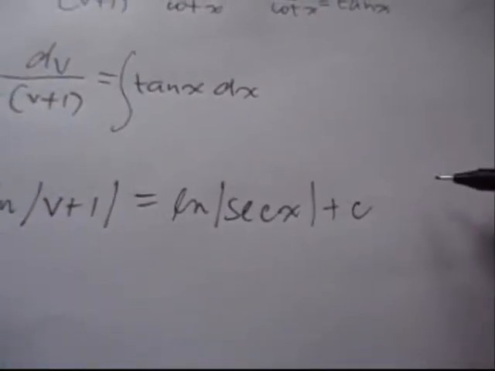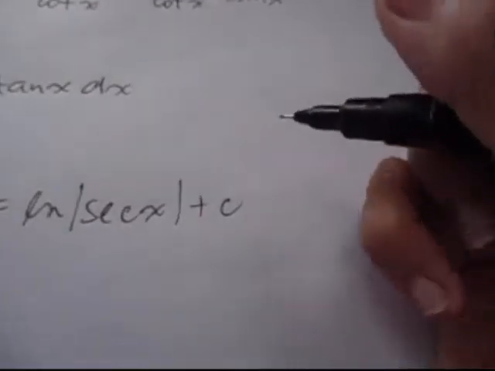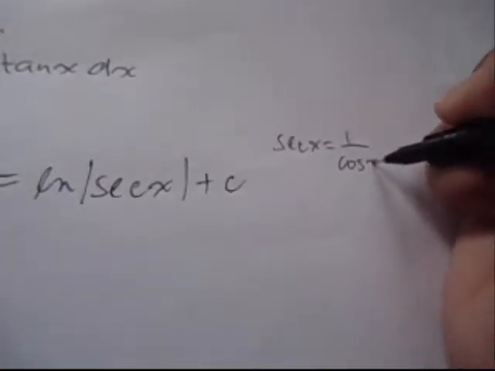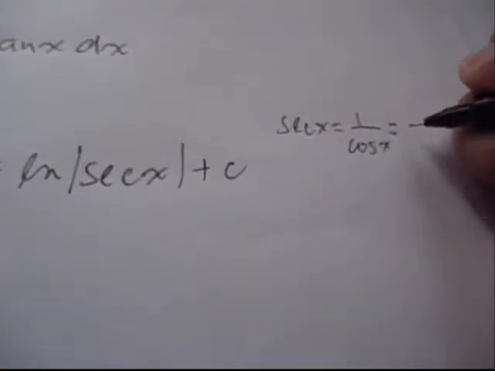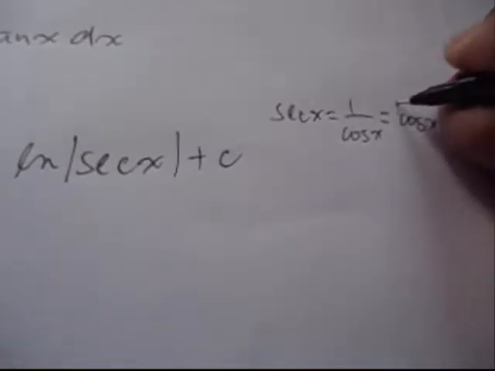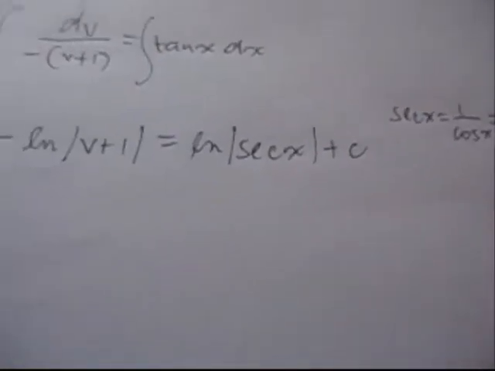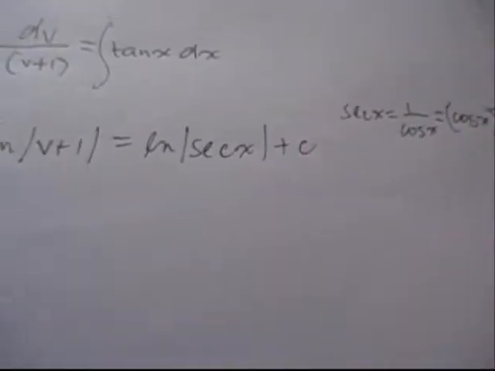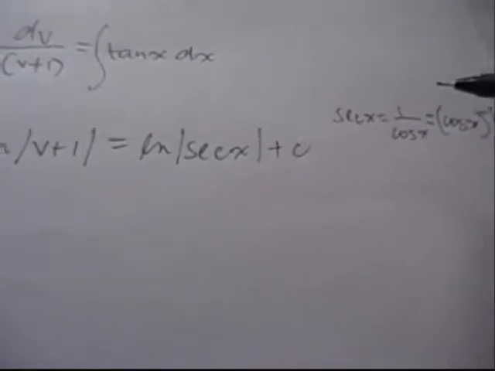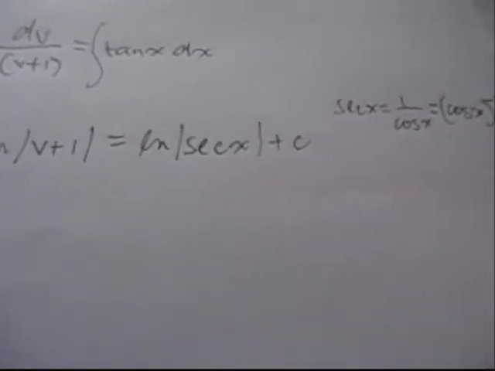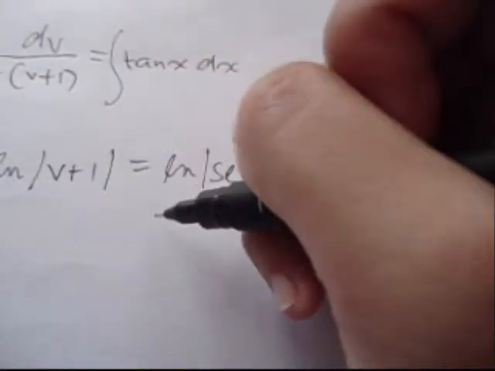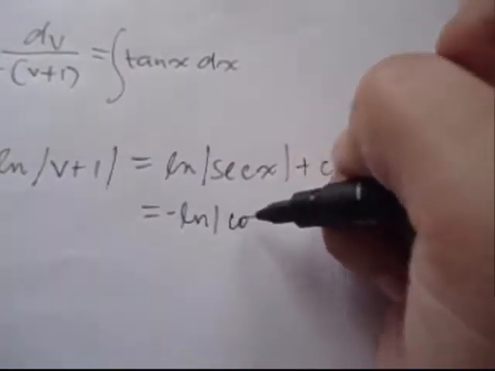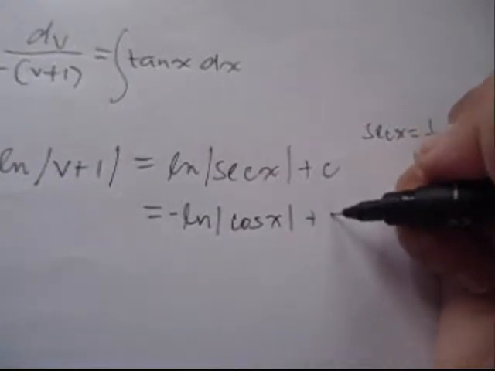And recall again from our identities, we have secant x equal to 1 over cosine x, which is also equal to cosine x raised to the power of negative 1. So we can write this ln secant x as ln cosine x raised to the power of negative 1, or negative ln cosine x. So we have here in the left side negative ln cosine x plus c.